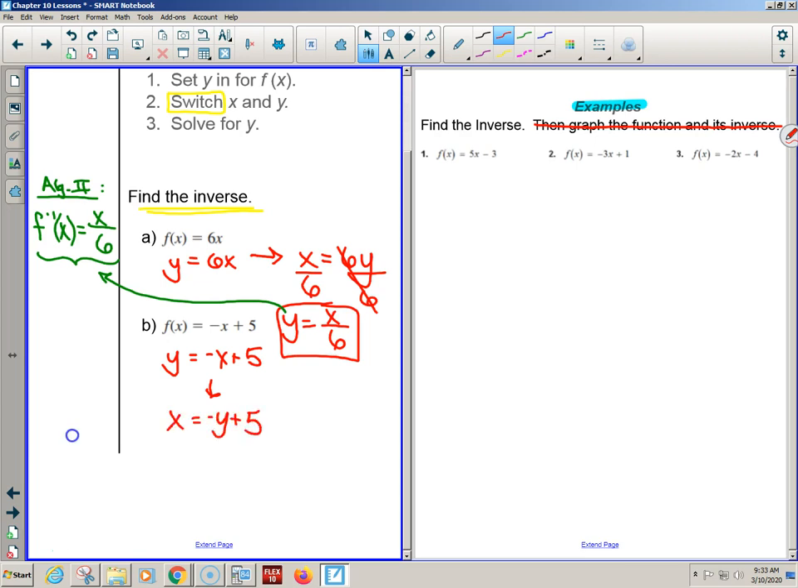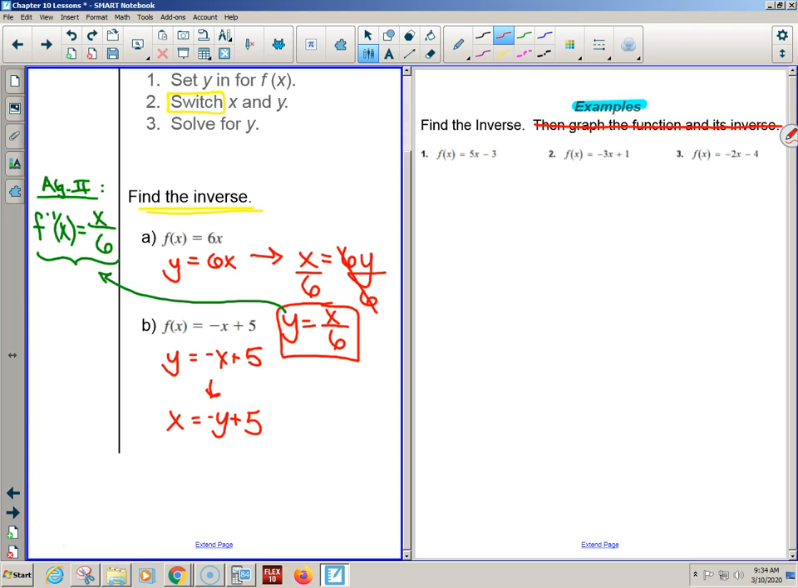Have I done any math? No. I literally just plugged y in for f of x. I switched x for y. Not quite it, but it's almost it. Everest, what's the last step? Solve for y.